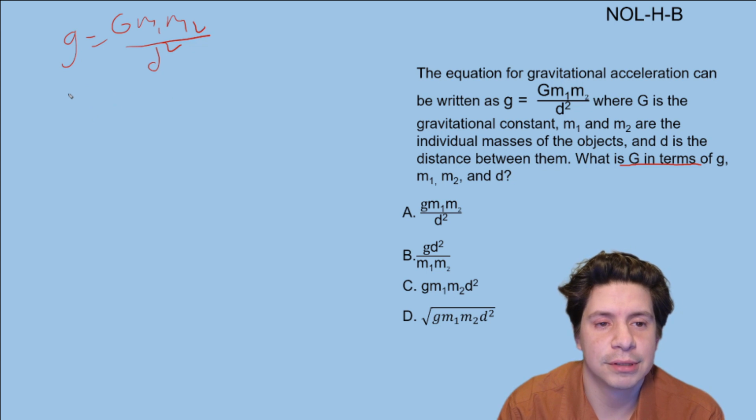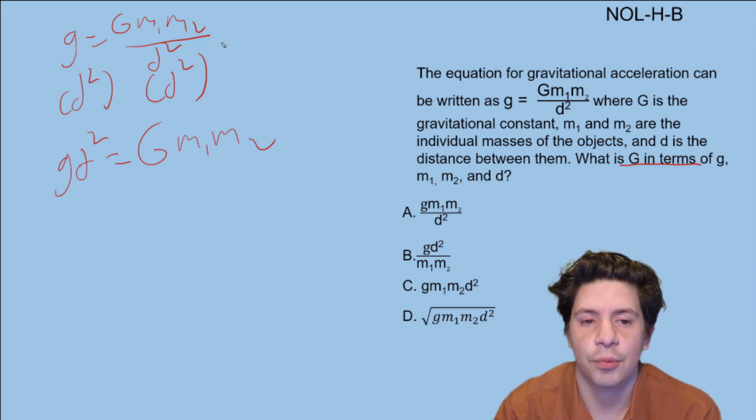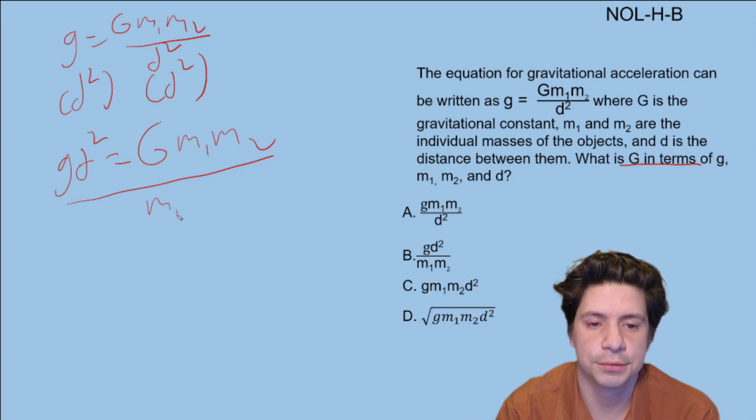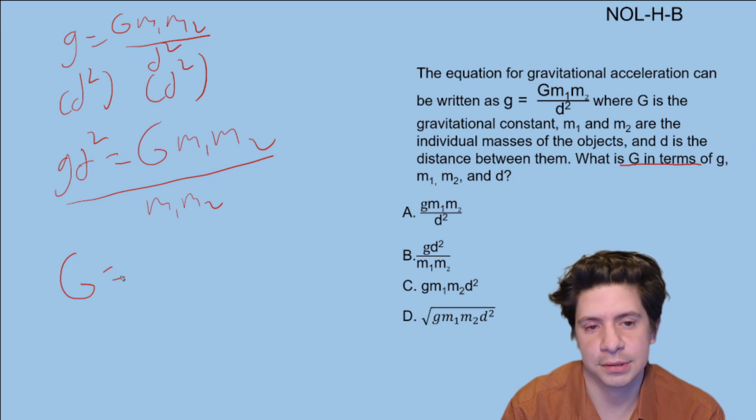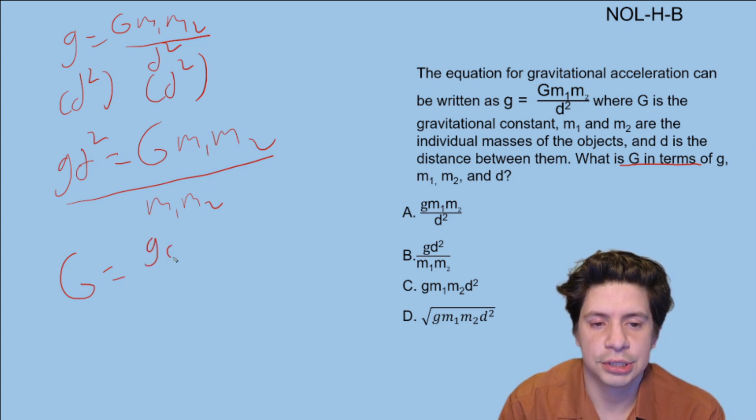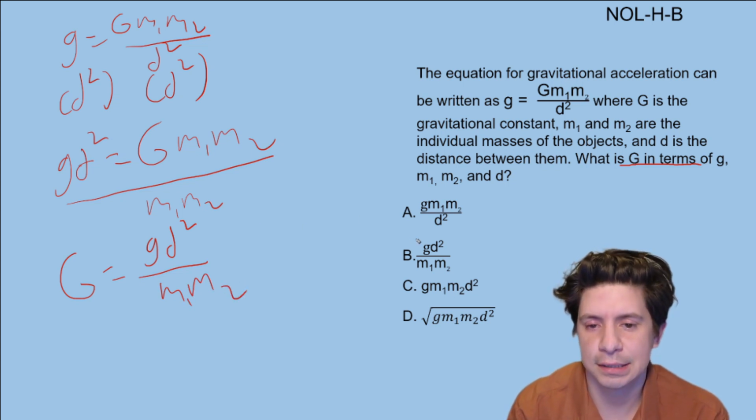So then we'll multiply both sides by d squared. Multiply by d squared, we're going to get g d squared equals capital G m1 m2. And then we are going to get capital G by itself by dividing by m1 m2. So then we're going to get capital G equals lowercase g times d squared over m1 m2. And that is B, right?